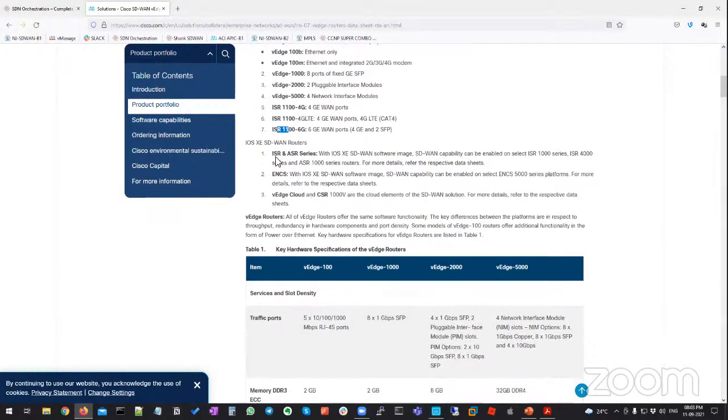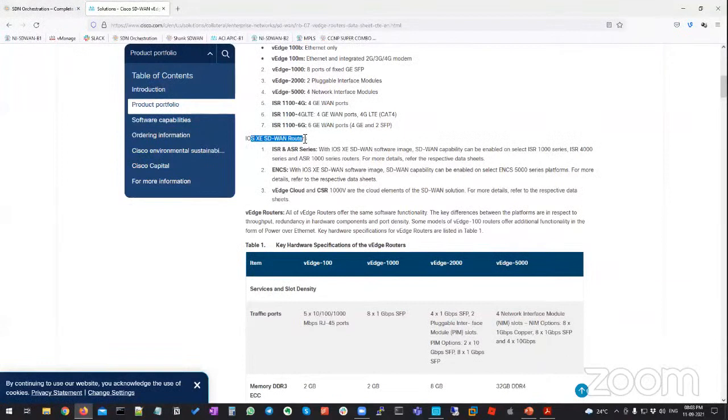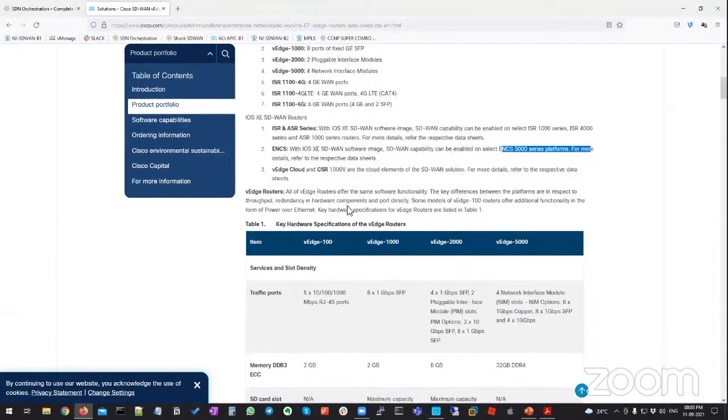Okay, then the Cisco C-Edge, which supports IOS XE, are your ISRs and your ASRs. So ISR 1000, 4000, and ASR 1000. And then your ENCS 5000 series platform is also going to support it.